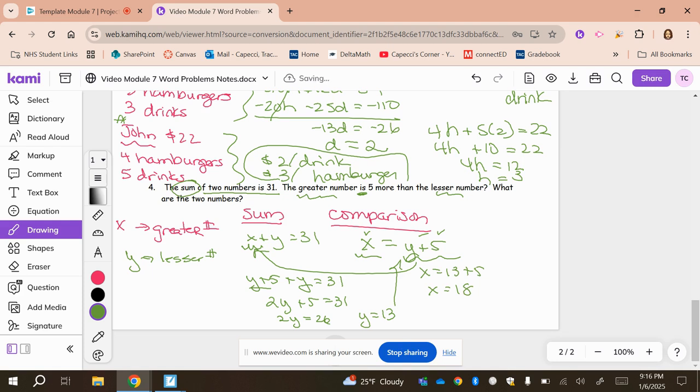So the question says, what are the two numbers? And I'm simply going to say the numbers are, and it doesn't matter which way I write them, 13 and 18. So I can go back. It says when I add them together, I get 31, which is true. The greater number, which is 18, is 5 more than the lesser number, which it is.